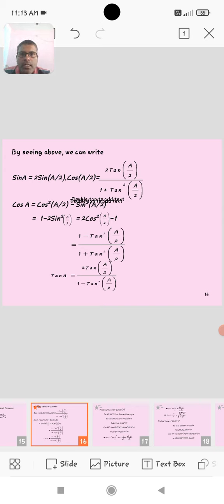Now cos a is equal to cos square a by 2 minus sin square a by 2, that is equal to 1 minus 2 sin square a by 2, that is equal to 2 cos square a by 2 minus 1, and also equal to 1 minus tan square a by 2 divided by 1 plus tan square a by 2. And tan a is equal to 2 tan a by 2 divided by 1 minus tan square a by 2. These formulas are called submultiple angle formulas. You have to remember them.